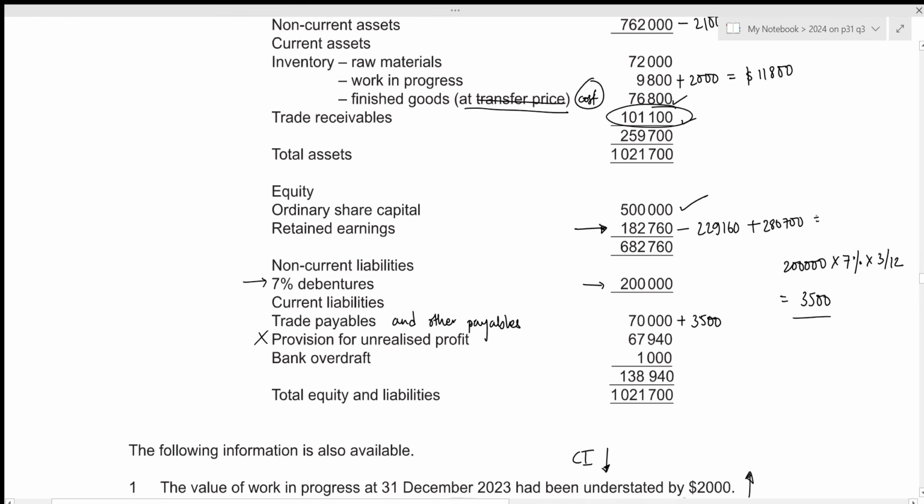So the correct value for the retained earnings will be 182,760 minus 229,160 plus 280,700, which results in 234,300. So that's all for our equity. Let's write it down.